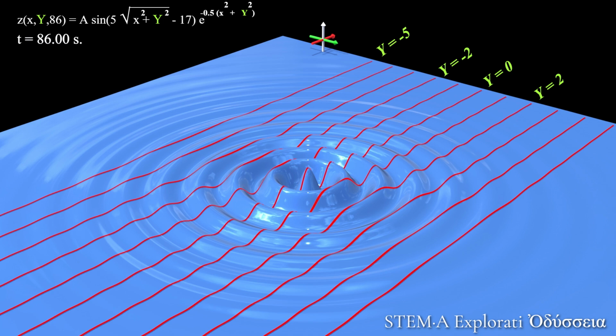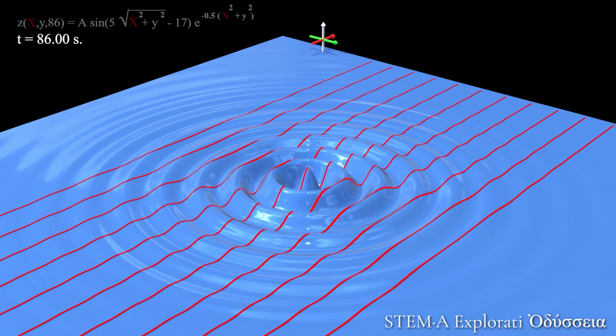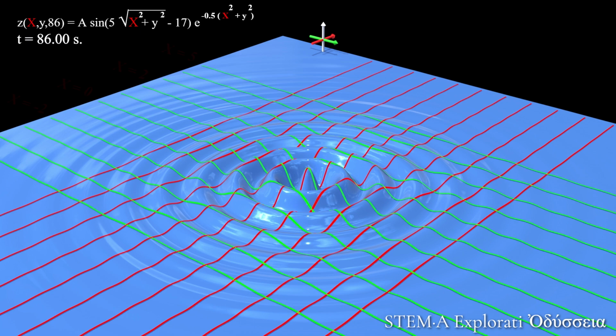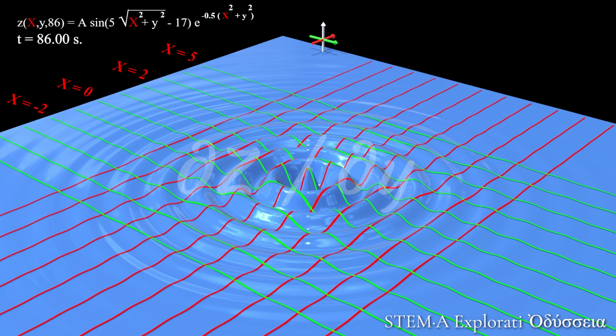And now, when we take the derivative of the above given equation, where both y and t have been set to constant values, the resulting derivative is called a partial derivative of z with respect to x, denoted by ∂z/∂x. Next, if we keep x and t fixed, the equations we get are slices for different values of x. And now, if we take the derivative of this equation, the derivative will be called the partial derivative of z with respect to y, denoted by ∂z/∂y.